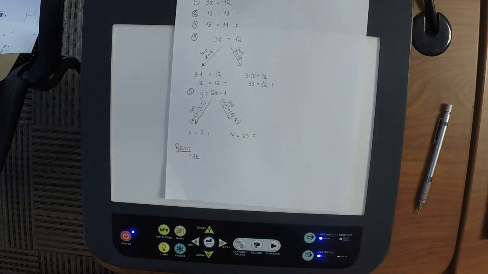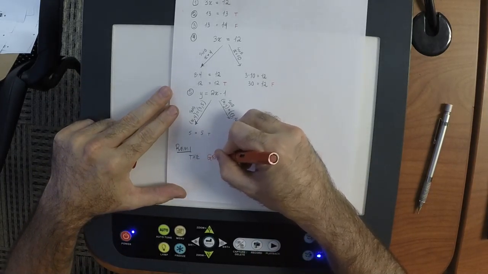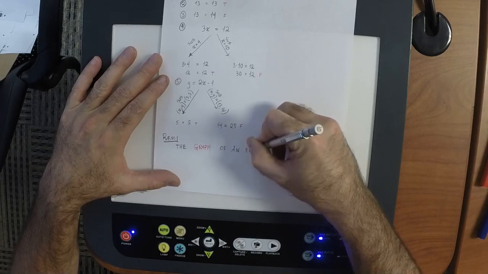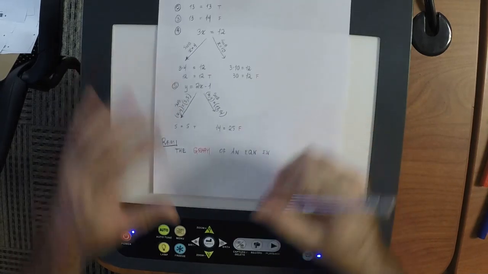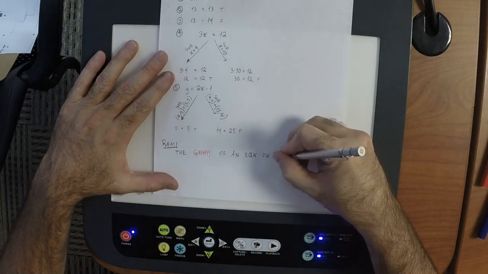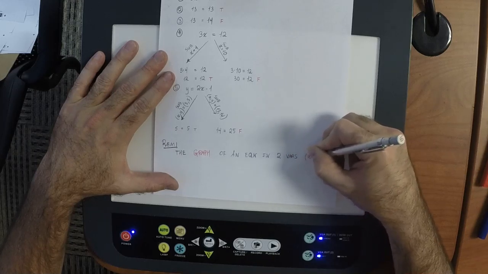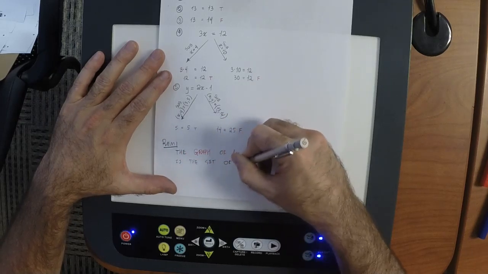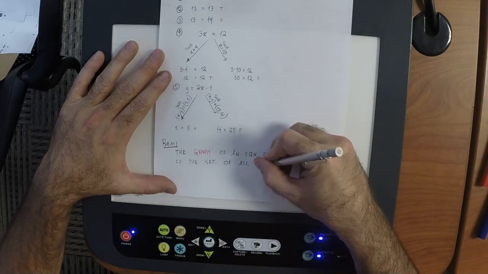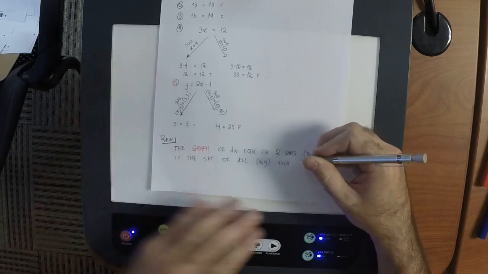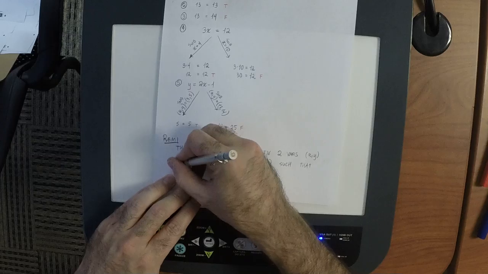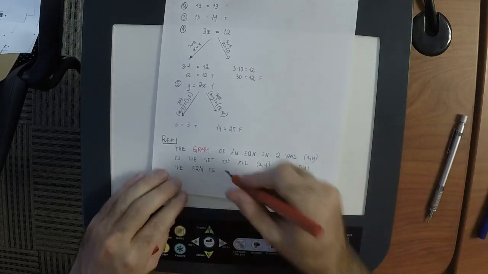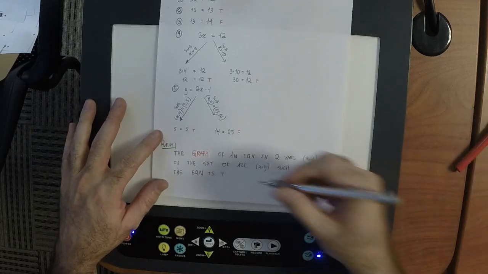The graph of an equation in two variables x, y is the set of all x, y such that the equation is true when you plug in.